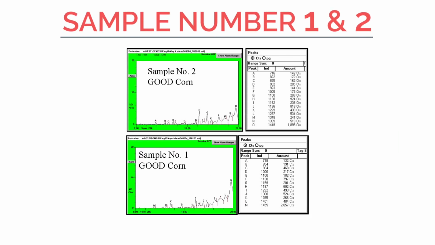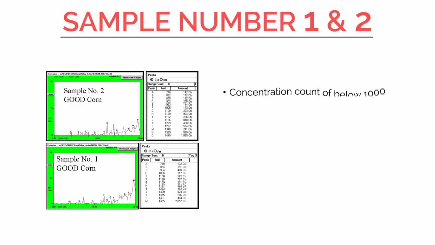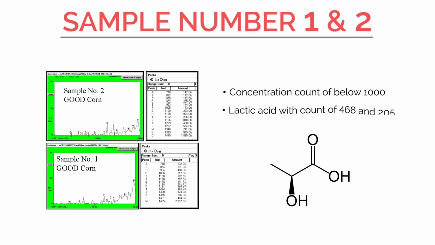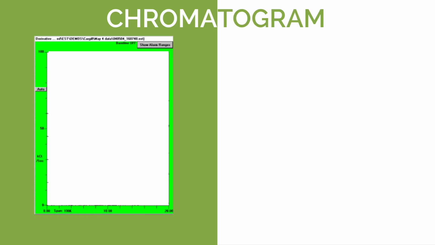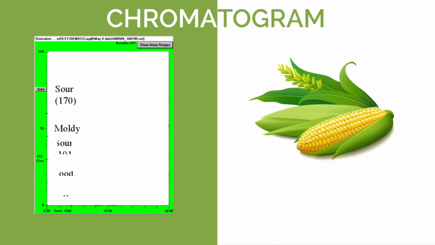Sample number 1 and 2 of good corn had concentration counts of below 1000 and only small traces of lactic acid with counts of 468 and 205 were detected. Now let's compare the chromatograms of all 5 corn samples.